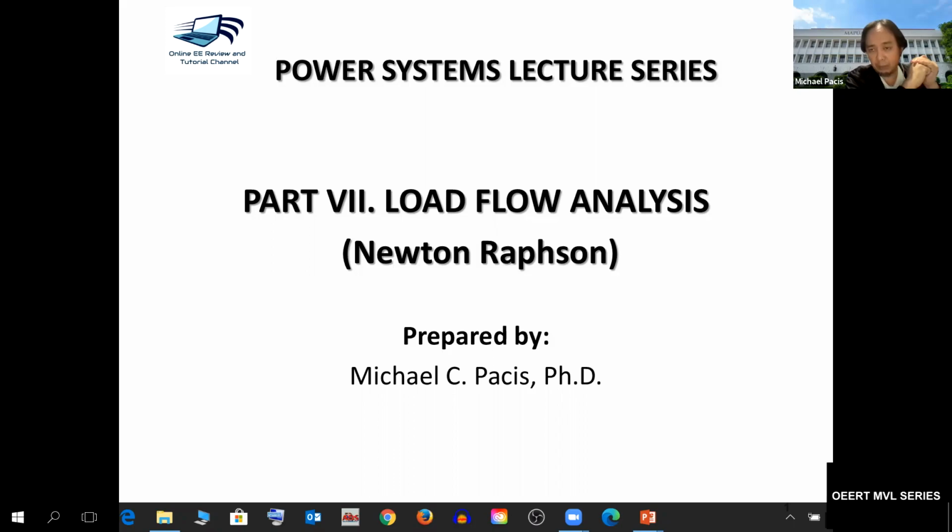Now we are on our next topic, a very good topic, the continuation of part 6, which is load flow analysis. Just a recap of what we have discussed on load flow analysis in part 6. We discussed what load flow is all about. We used the algorithm for Gauss-Seidel, some sample problems, and also the types of buses that we use: the slack bus, PV bus, and PQ bus, right?